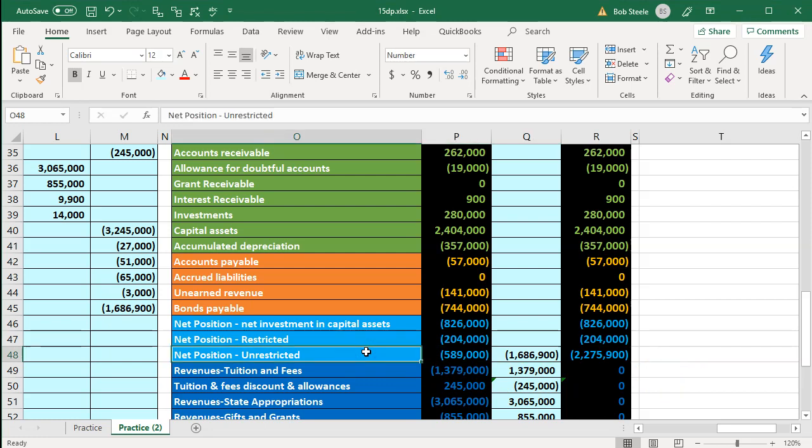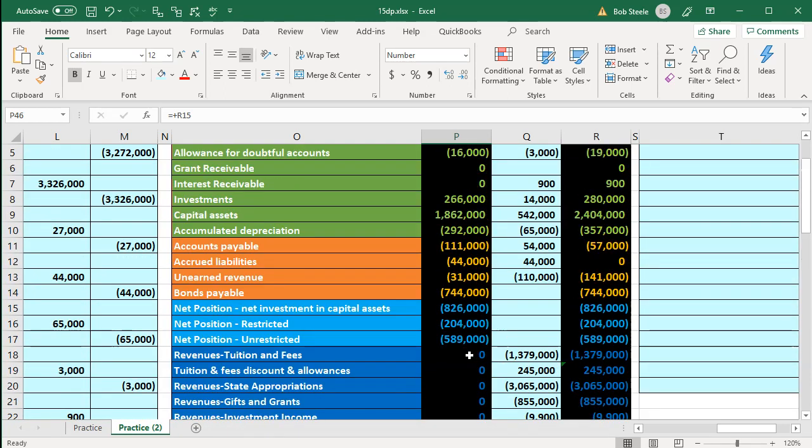One restriction is going to be related to the net investment in capital assets. Now, this is the beginning balance. We're not going to go back in and rework the beginning balance here. What we're going to do is make the changes that we made that would relate to the net position, net investment in capital assets. Therefore, if we go back up top, we're going to say, what changes did we make? Well, here's the capital assets.